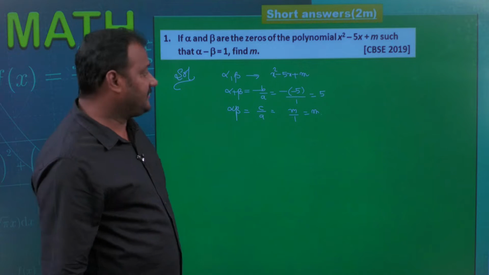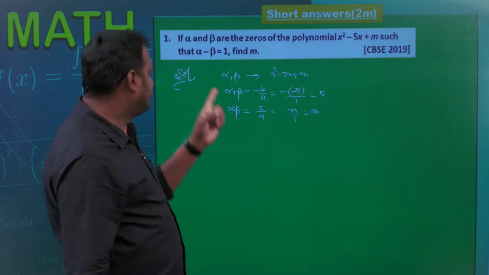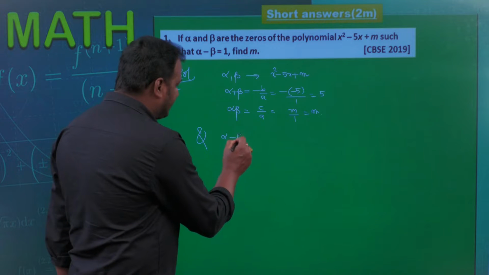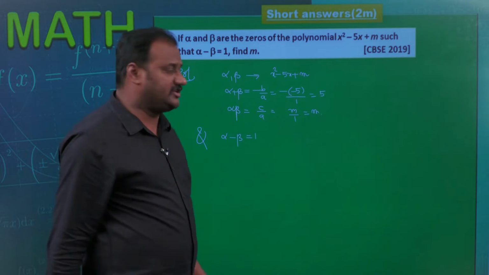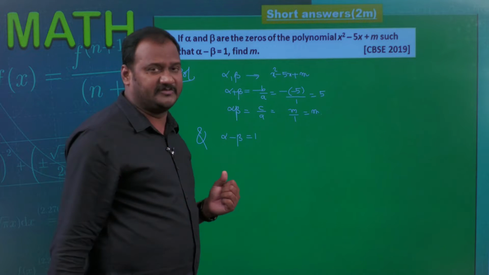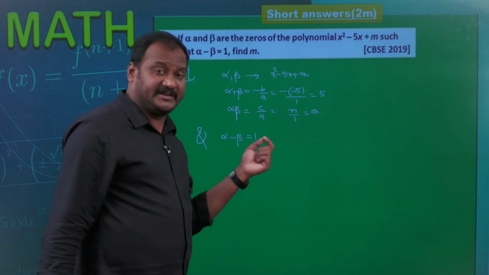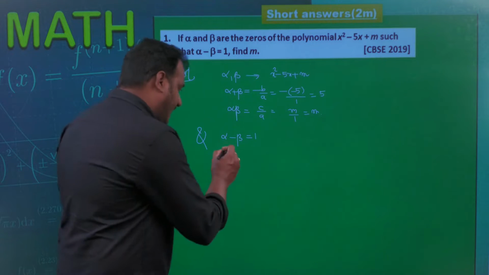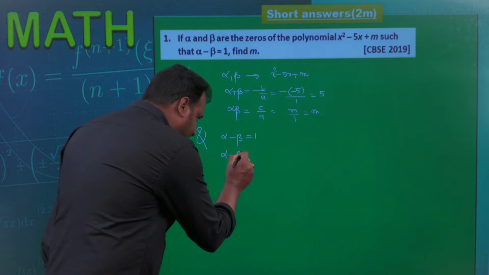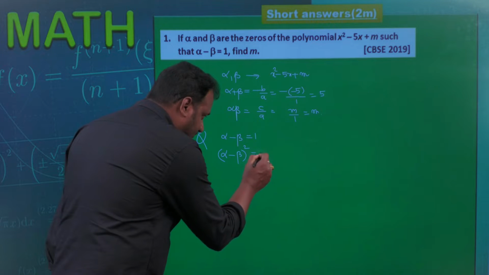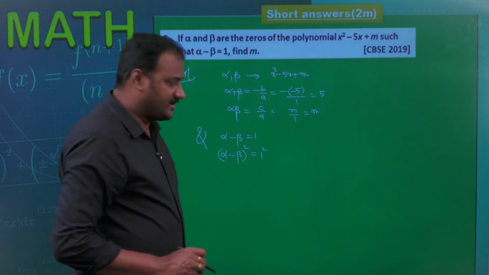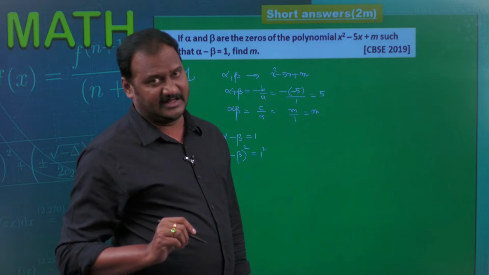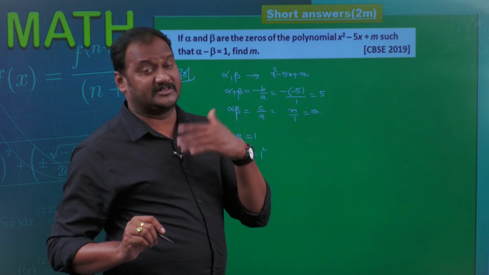After finding the values of alpha plus beta and alpha into beta, another information given here is alpha minus beta is equal to 1. So how can we use alpha plus beta, alpha into beta and alpha minus beta equal to 1 in order to find the value of m? For that, I will square it on both the sides. So alpha minus beta whole square is equal to 1 square. Alpha minus beta whole square is alpha square plus beta square minus 2 alpha beta.